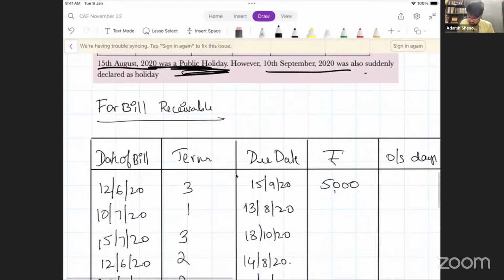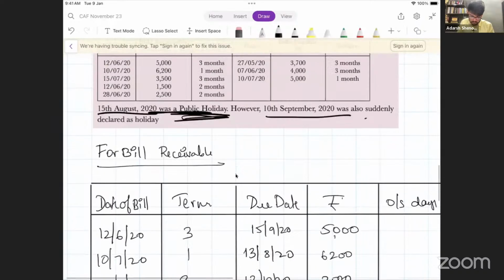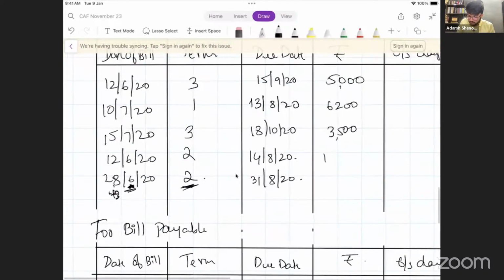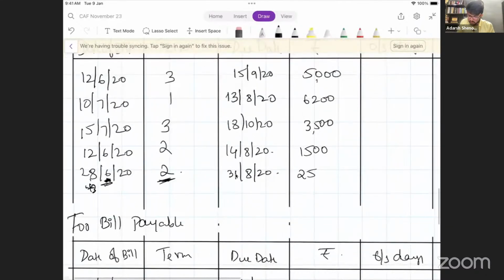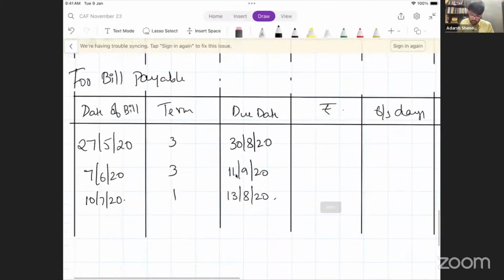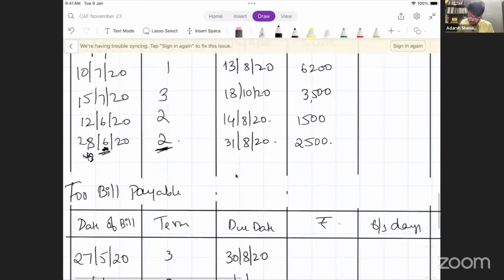Amounts: 5,000, 6,200, 3,500, 1,500, 2,500. Amounts for the second table: 3,700, 4,000, 5,000.